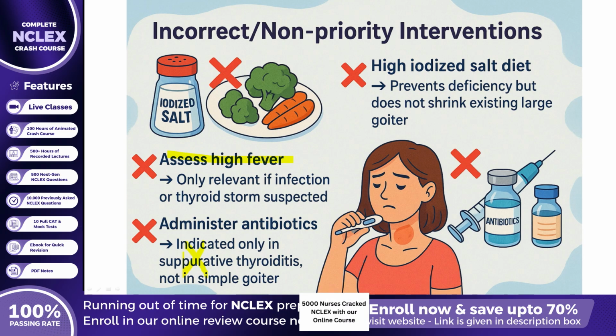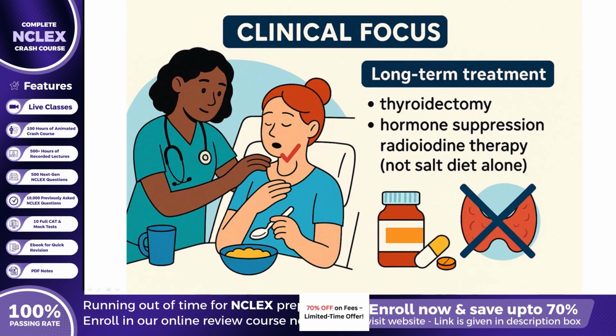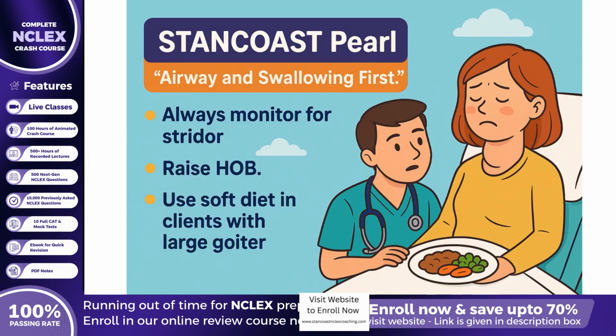Here is a key clinical insight, also called the Stancoast Pearl: think airway first. In clients with large goiters, tracheal compression poses the most immediate danger. Nurses must always prioritize respiratory monitoring and positioning interventions before shifting focus to nutritional correction and long-term management.